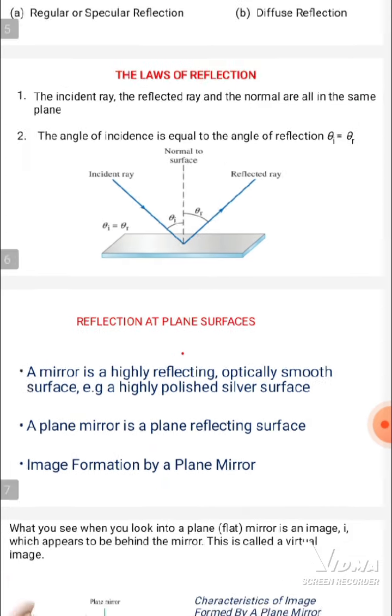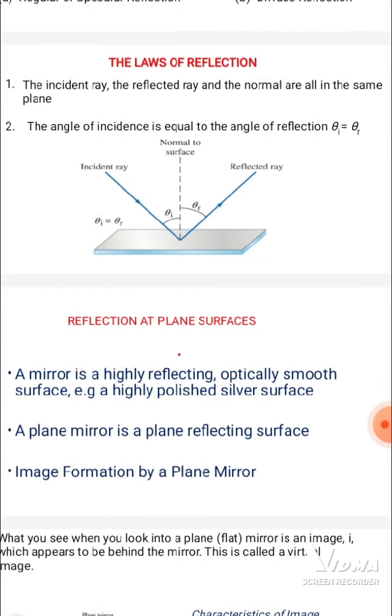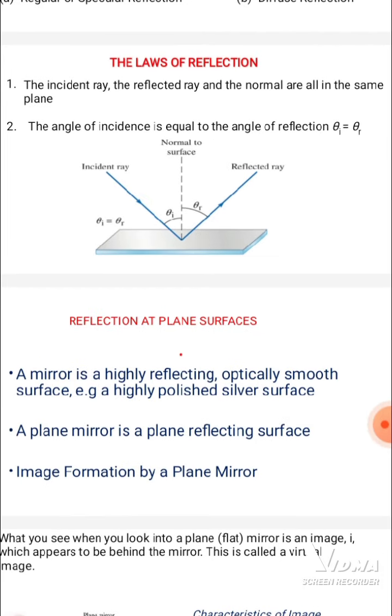Then the second law is basically saying that theta I equals theta R. In other words, the angle of incidence is equal to the angle of reflection. That is the second law of reflection.